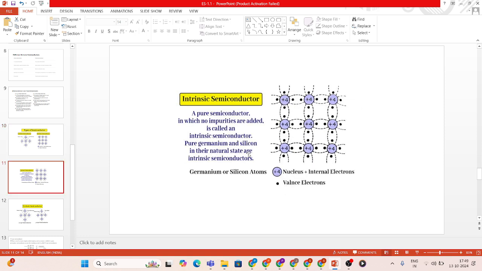So intrinsic semiconductor is a pure semiconductor in which no impurities are added. Pure germanium and silicon in their natural state are intrinsic semiconductors.